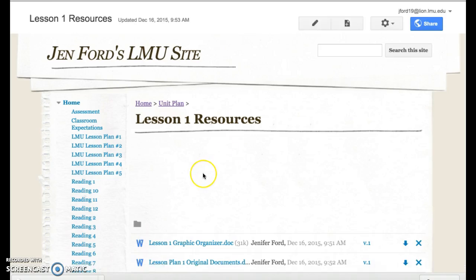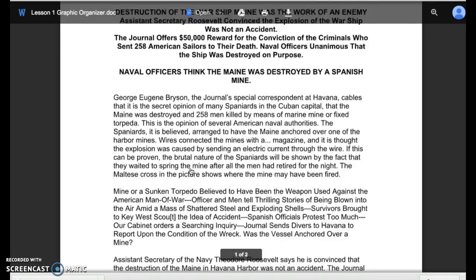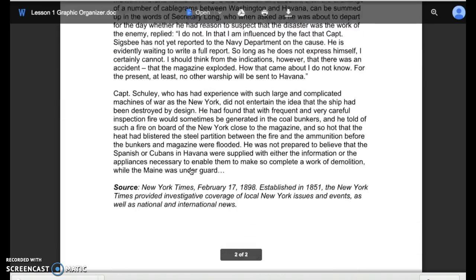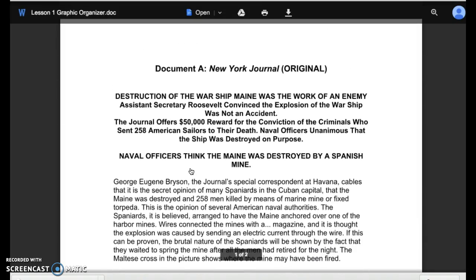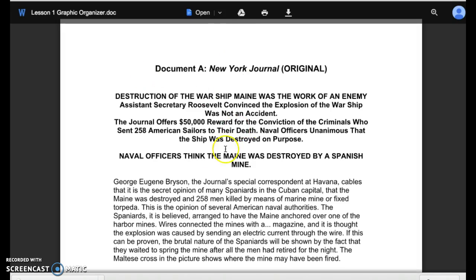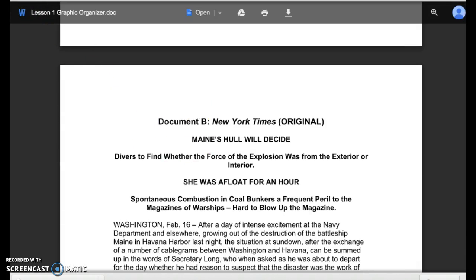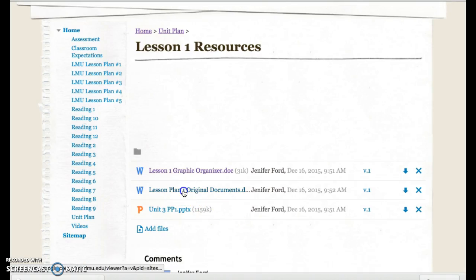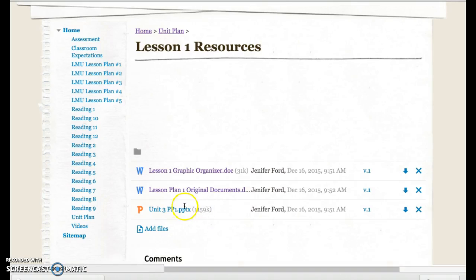So here are the resources for lesson plan 1. We're looking at the graphic, this is a primary source. The primary sources for my first lesson. This is one from the New York Journal and one from the New York Times, and they'll be reading those and comparing them. And then we've got the PowerPoint that I will be using.